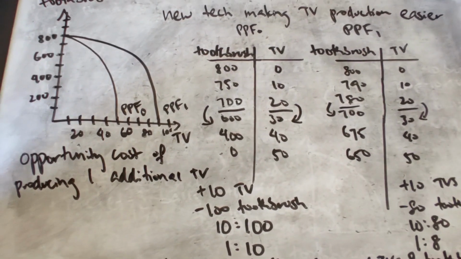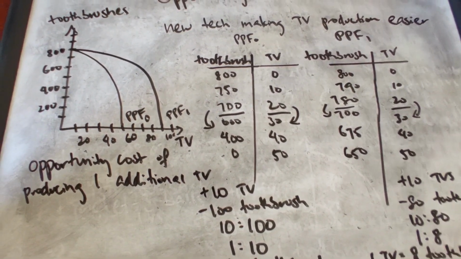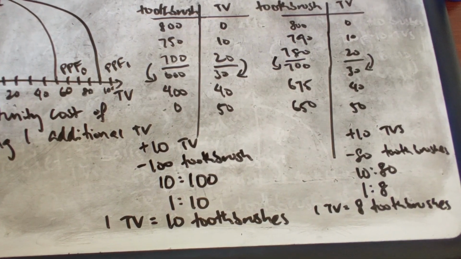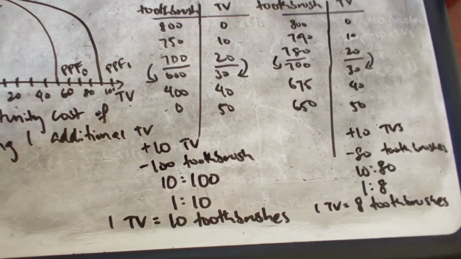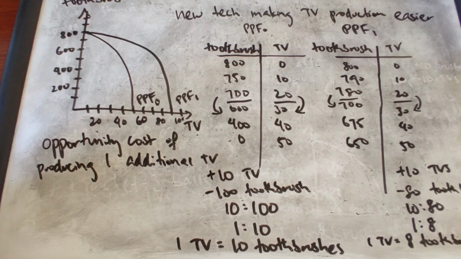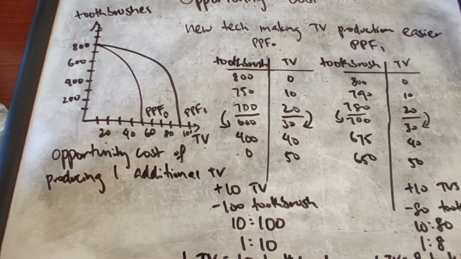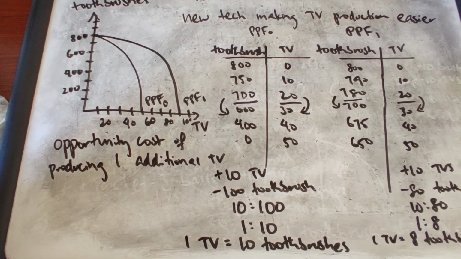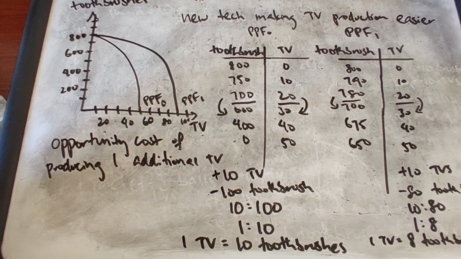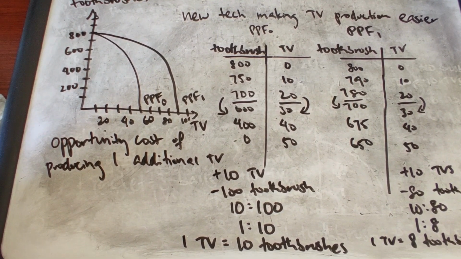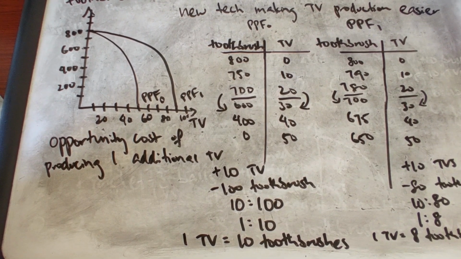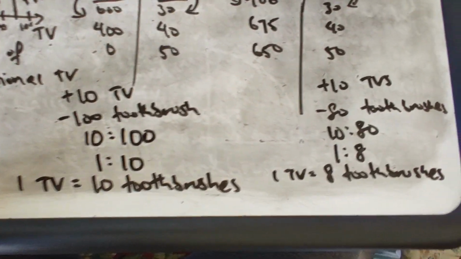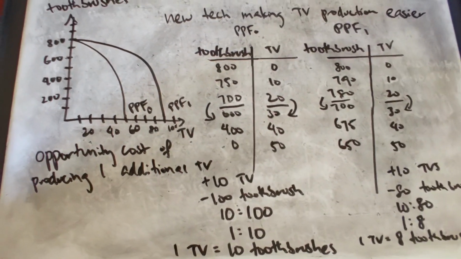So as we can see here, with the new tech that's making the TV production a lot easier, the opportunity cost of producing one additional TV decreases from 10 toothbrushes to 8 toothbrushes. And that makes sense because the new tech that's making the TV production easier means that it's going to take a lot less time and resources to produce one TV compared to before. So in terms of production, it doesn't cost as much as it did before in terms of time and stuff. So that is why the TV production goes from 10 toothbrushes worth down to 8 toothbrushes worth, because it's a lot cheaper and a lot more efficient to produce.